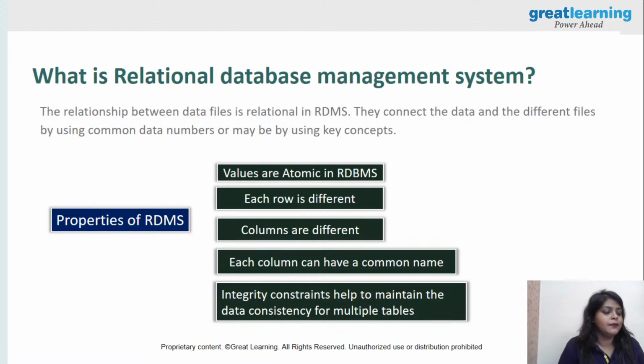Yes, Kashyap, you are right. ACID properties. I'm not going to talk about ACID properties right here, but yes, this is also part of RDBMS, right? So basically, relational database management system connects the data and the different files by using common data numbers, or maybe by using key concepts. There are key concepts we have in relational database management system, right? So what are key concepts?